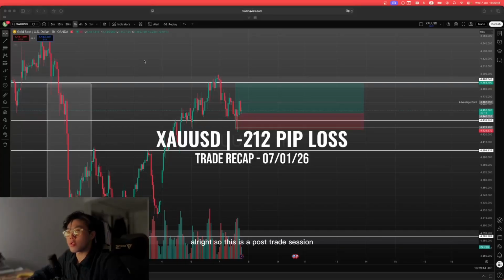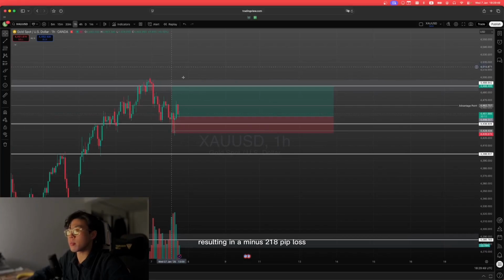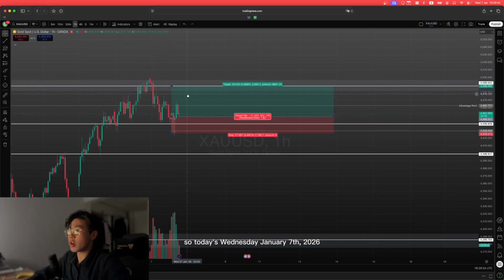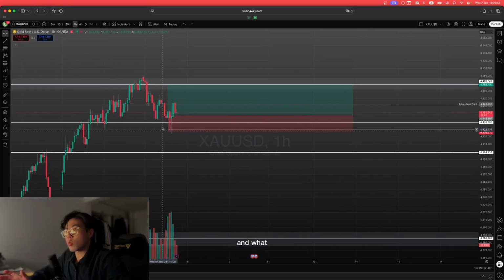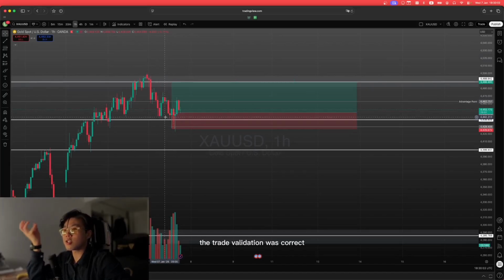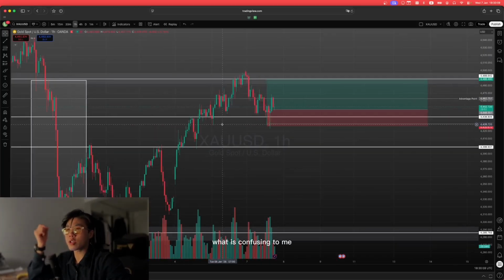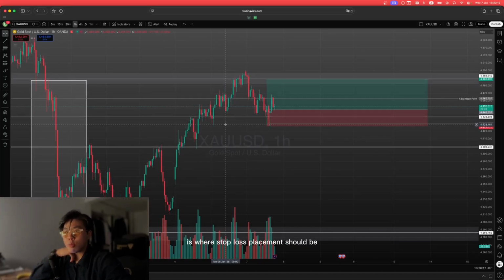Right, so this is a post-trade session recap of the trade that I have taken today, resulting in a minus 218 pip loss. So today's Wednesday, the 7th of January, 2026. And what annoys me about this trade position is actually the trade validation was correct. Everything was correct about this, including my levels. What is confusing to me is where stop loss placement should be.